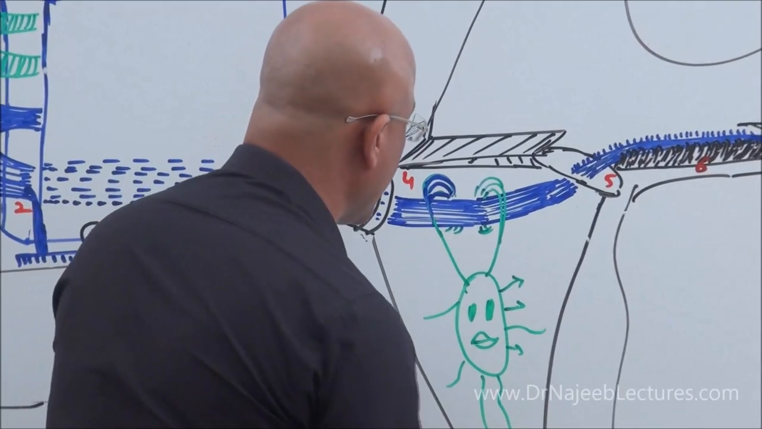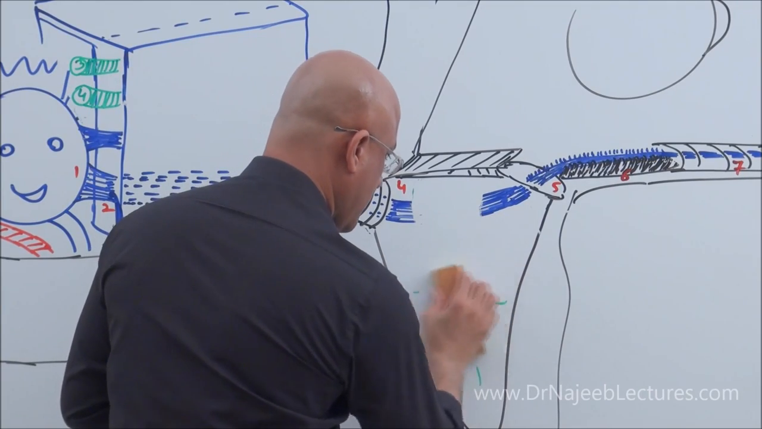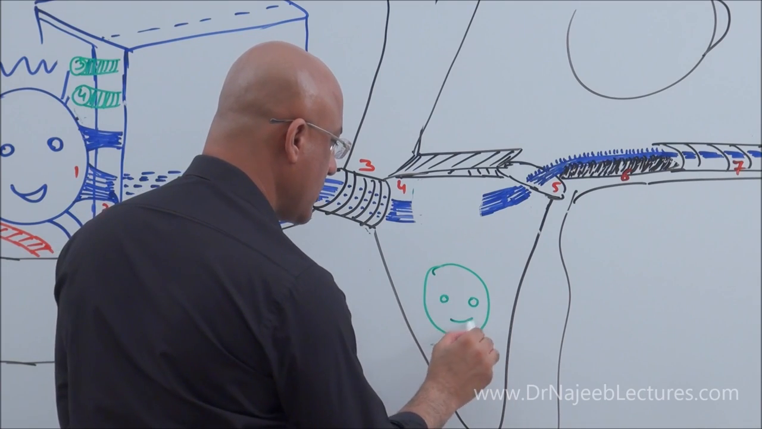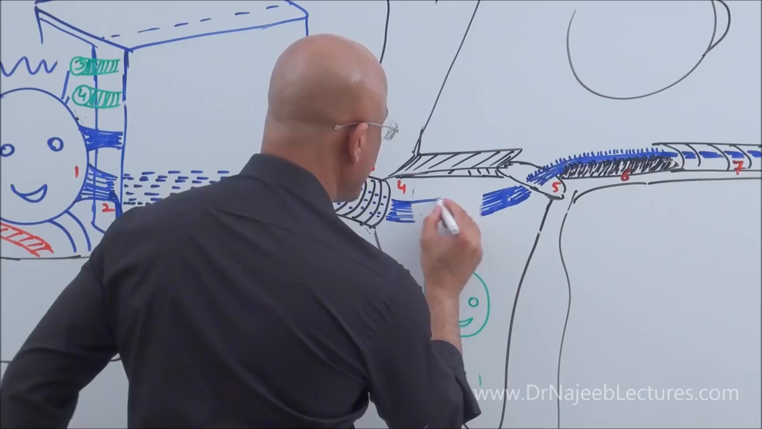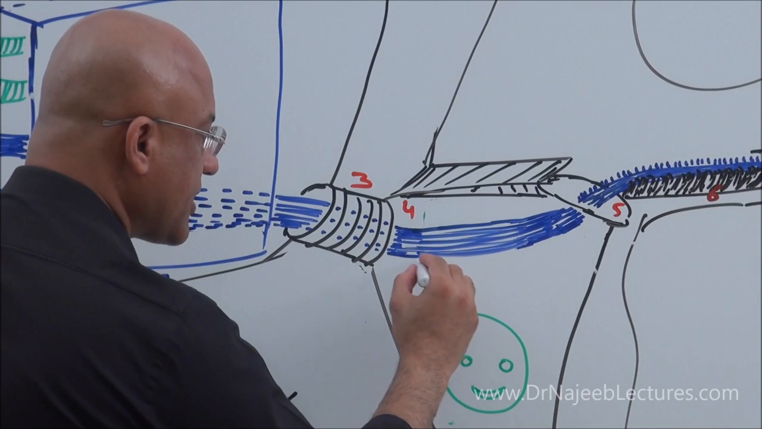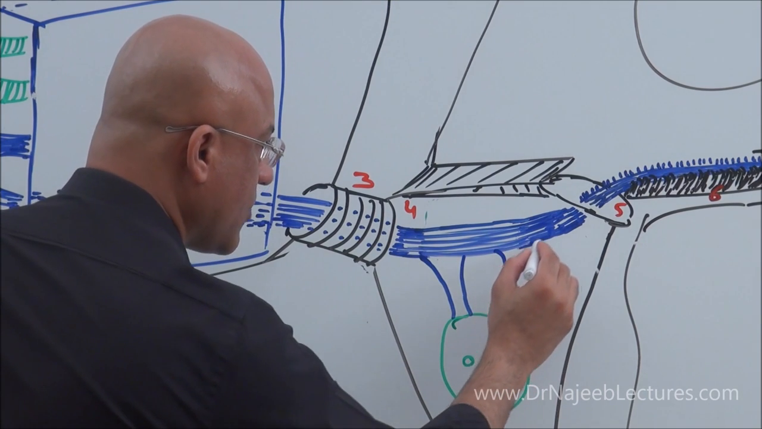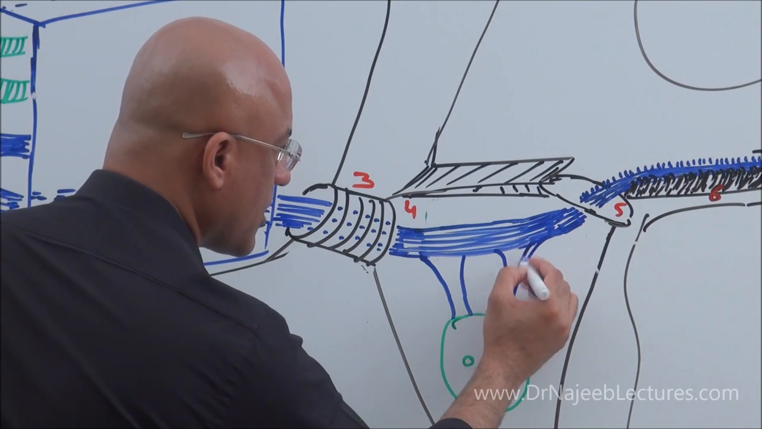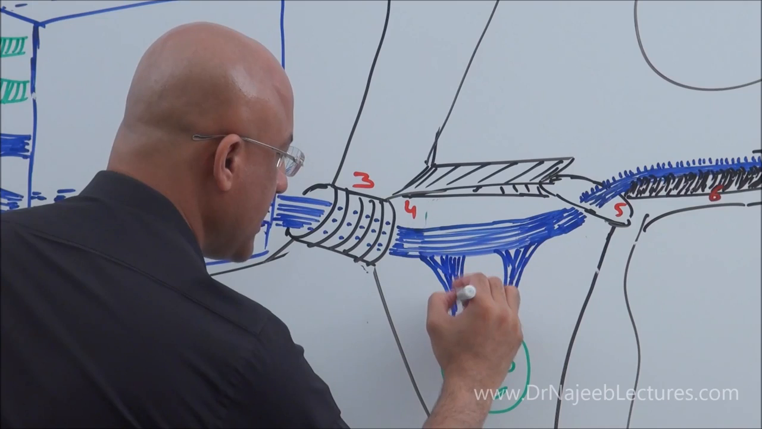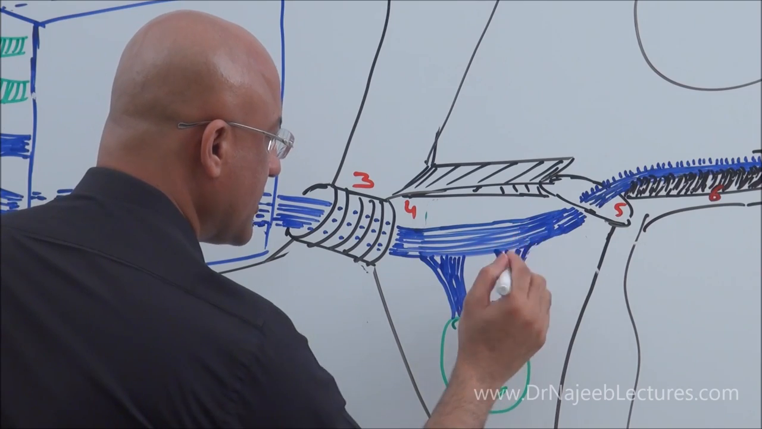I will now make it a little different. Here is the pterygopalatine ganglion. And what was this nerve? Maxillary nerve. And from here, it gives two groups of nerve fibers which are connecting to the pterygopalatine ganglion. And these two branches are called ganglionic branches. What are they called? Ganglionic branches.